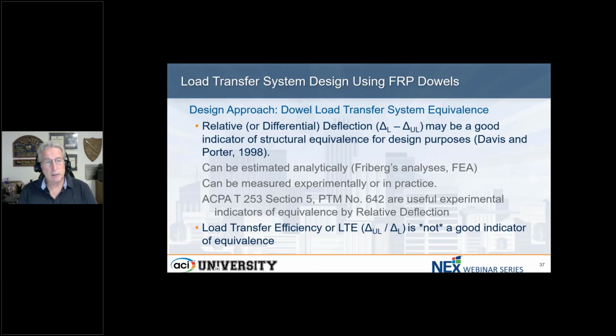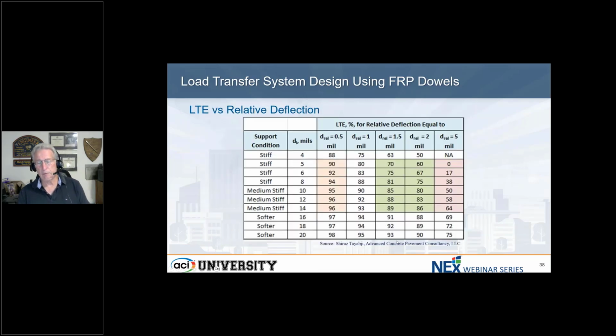I will say right here, load transfer efficiency, or LTE, is not a good indicator of equivalence. Okay, that's the deflection of the unloaded side divided by the deflection of the loaded side. And why is that? Well, very simply, the relative deflection gives you a relatively pure measure of what's going on at the joint. LTE does not, because it takes into account what the deflection of the loaded side of the joint is as the control, okay? Let me give you an example here. Look at this column. It says relative deflection of 2 mils.